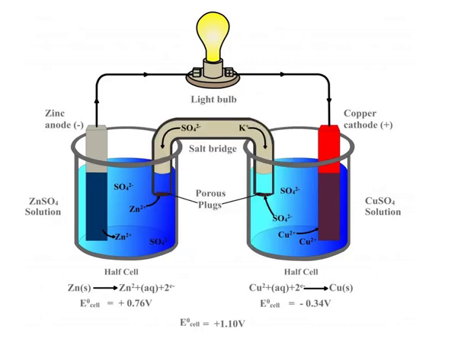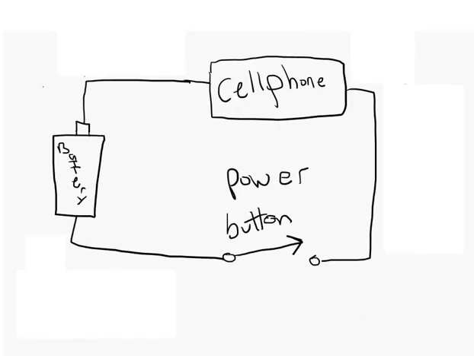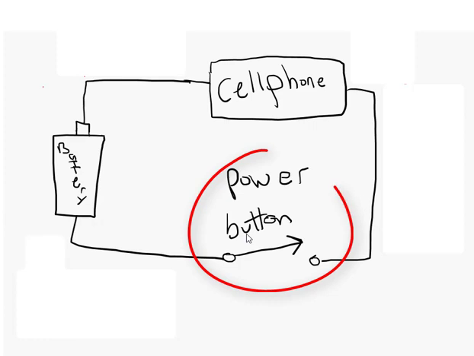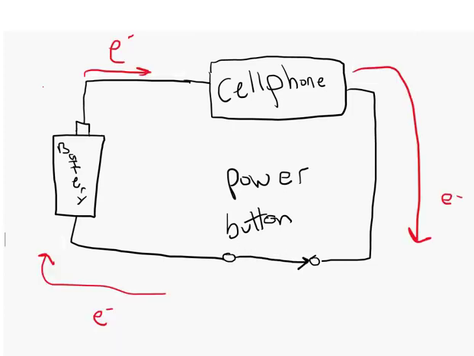So let's first start off with some fundamentals about electrical circuits. Here's a crude sketch showing a battery supplying electrical current to a cell phone. The power button on your cell phone can be represented by this arrow, which is a switch. When your cell phone is off, electrical current does not flow through the cell phone. When you press the power button, this switch closes and electrical current flows through your cell phone.